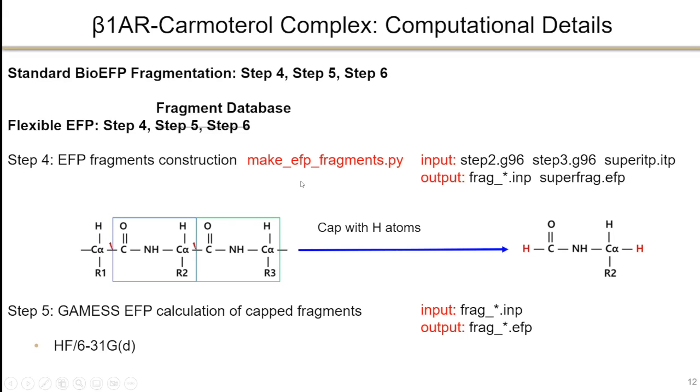So how do we cut this polypeptide chain? Basically we make the cut between the carbon and the alpha carbon, and we cap it with hydrogen atoms. So at the end we have a closed shell molecule like this. We do EFP calculations on these residues in step 4, using GAMESS, and these frag input files then will give us the frag EFP files that are the fragment files for the amino acid fragments that are capped.